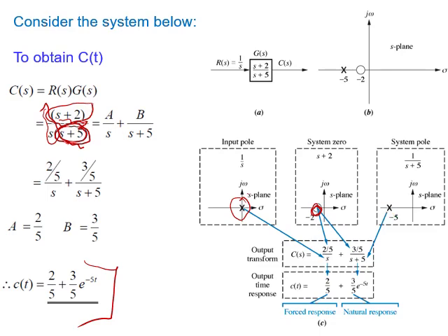If we want to see them on the s-plane, now try to compare their locations with the response we found. The response found just now, C(s) equals 2 over 5 over s plus 3 over 5 over (s plus 5). When I convert it to the time domain, I find 2 over 5 and 3 over 5 times exponential of minus 5t. This is considered the forced response, which comes from the input, and this is the natural response, which shows us the exponential function.